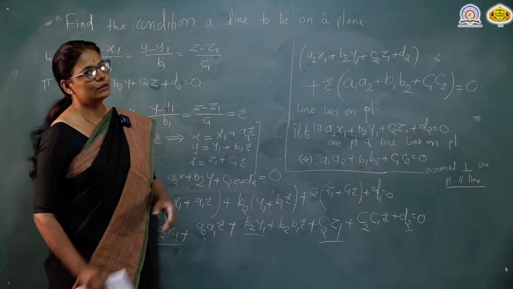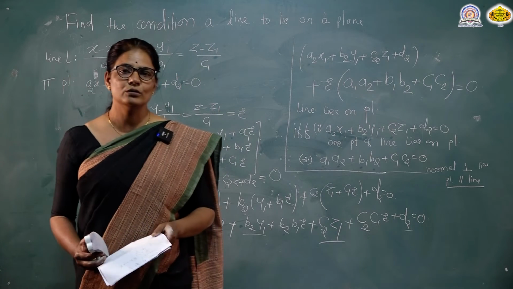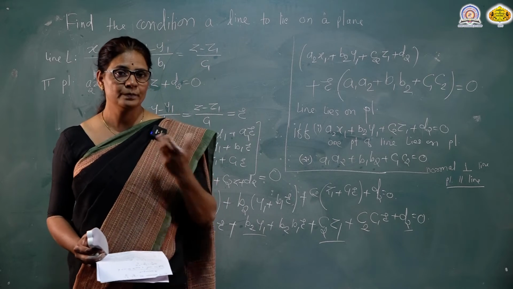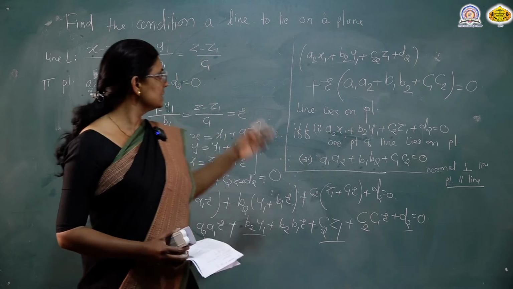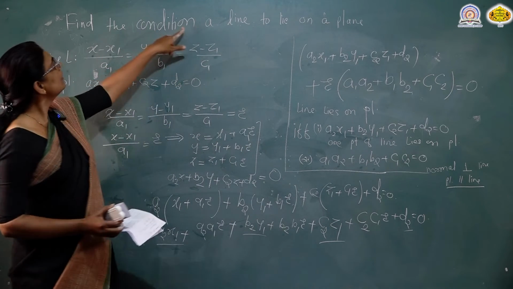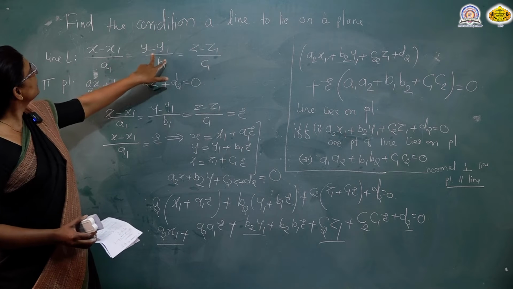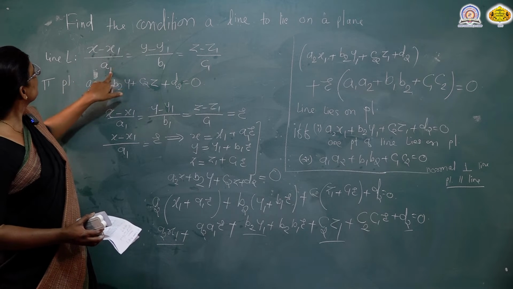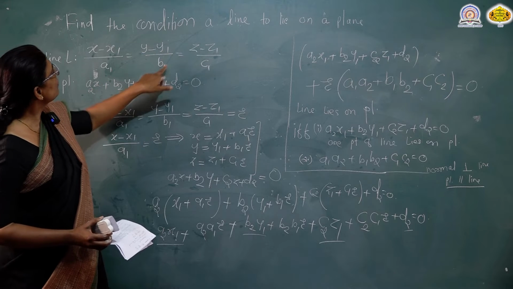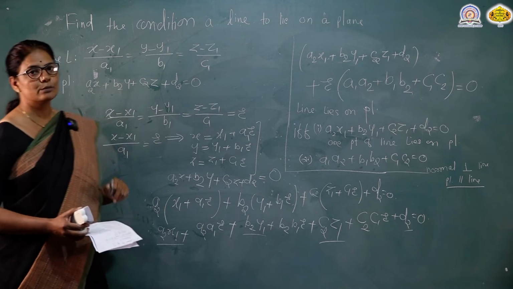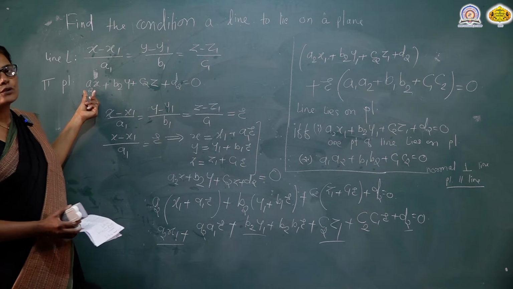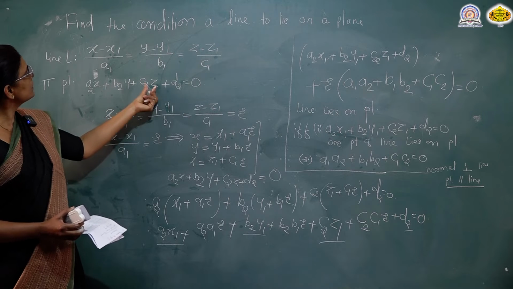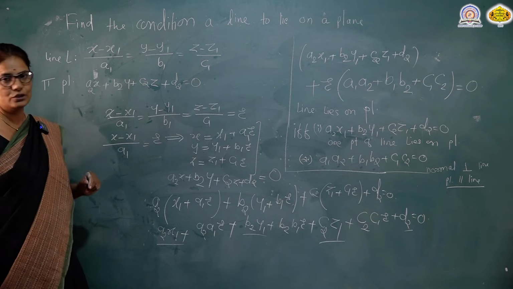So these are the two conditions for when a line lies on the plane. Now let us consider the problem related to this theory. So remember here again, when we say that the given line lies on the plane, here x minus x1 upon a1 equals y minus y1 upon b1 equals z minus z1 upon c1, and the equation of plane is a2x plus b2y plus c2z plus d2 equals 0.